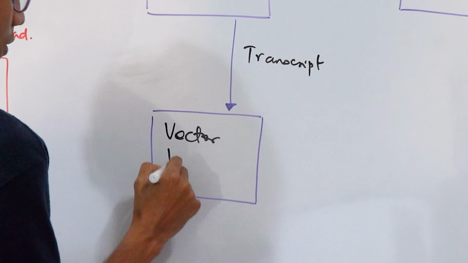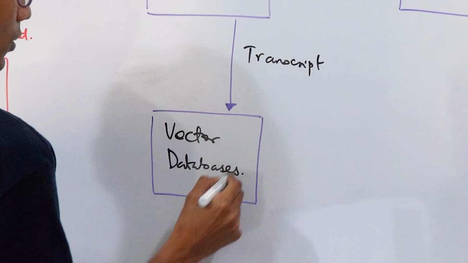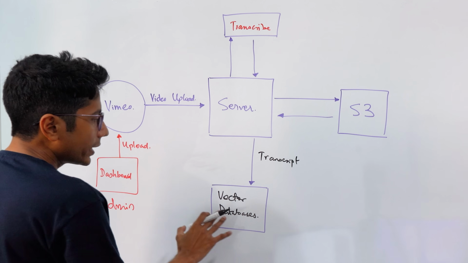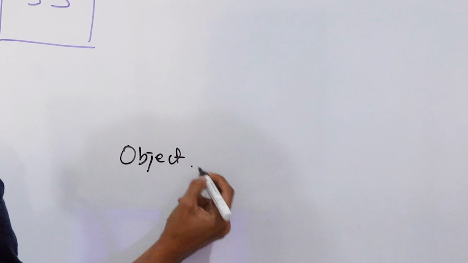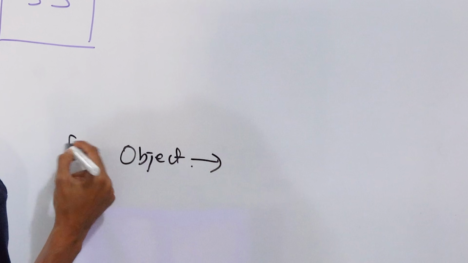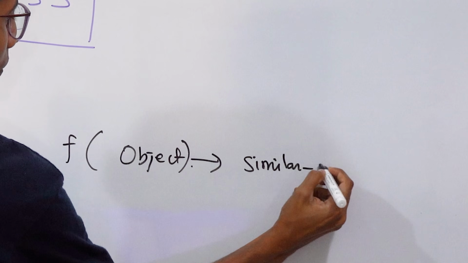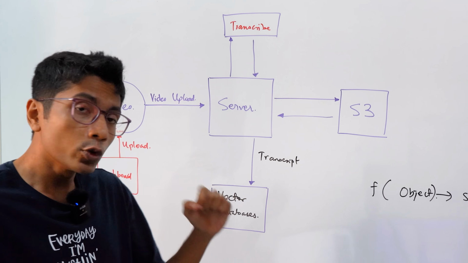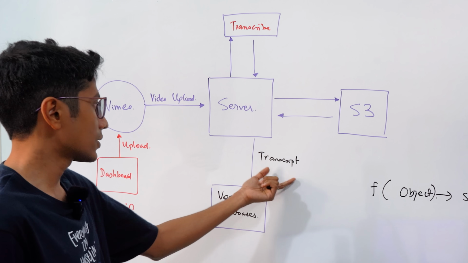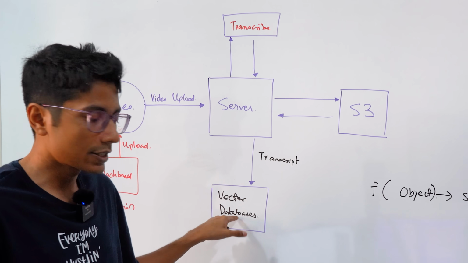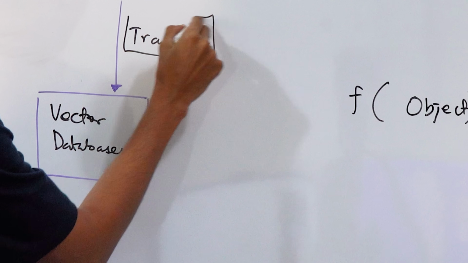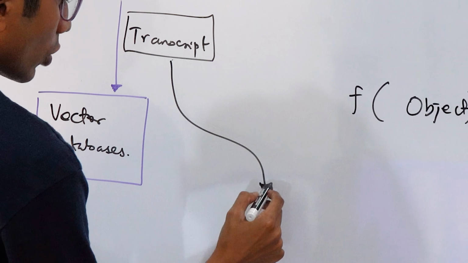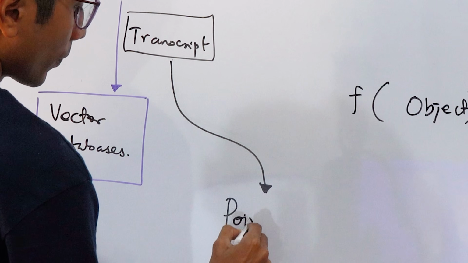The technology that we are looking at then is vector databases. Vector databases can answer queries like, given an object, find all similar objects. If you send an object, in this case a transcript, to a vector database, it processes the transcript and then represents that object using a point.